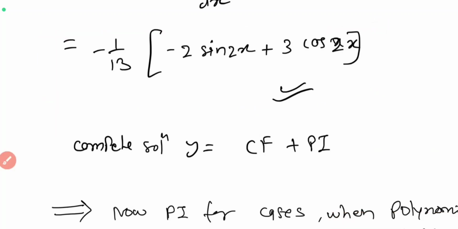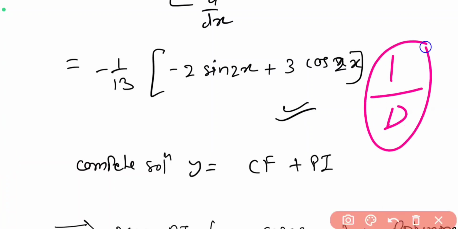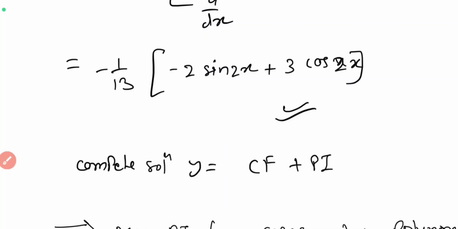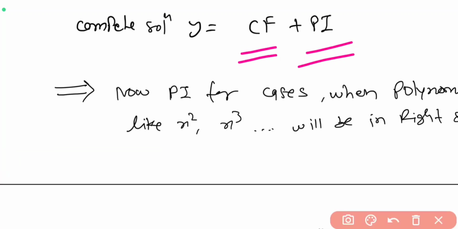Because in lecture 25 you simply got 1 by D and the question became easy, but this time we are remaining with D minus 3. So in that case, how did we tackle it? This was the main takeaway in this lecture. Now, to find the complete solution, you have to add CF and you have to add PI, and you learned both, so you can find and add.